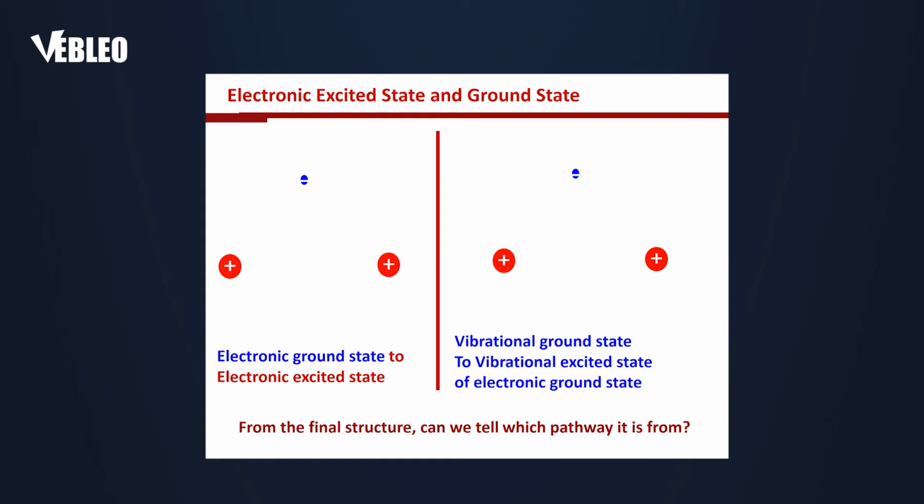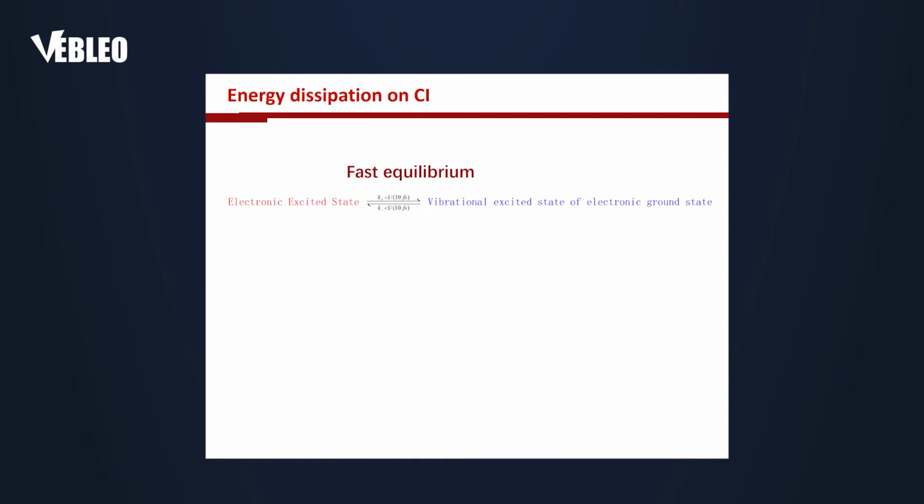Because of this, for this particular conformation, this particular final state, we call it a conical intersection, because it may come from two different pathways. One pathway is electronic excitation, while the other is vibrational excitation. At this conical intersection point, the electronic excited state and the vibrational excited state of the electronic ground state are in fast equilibrium.